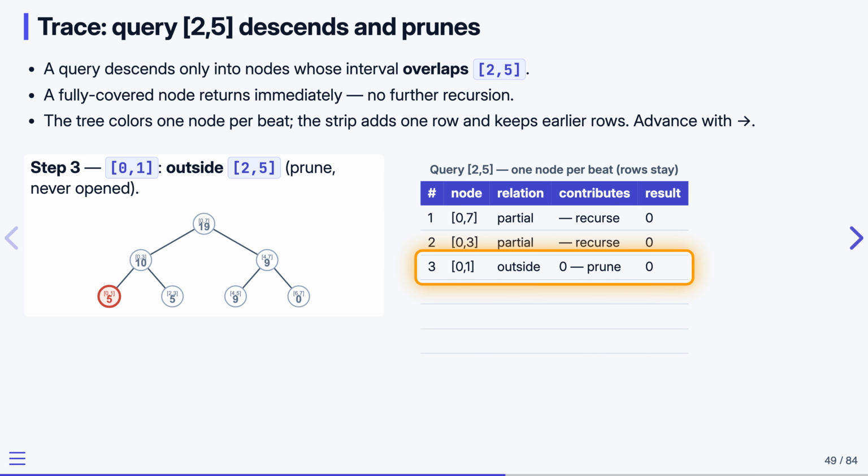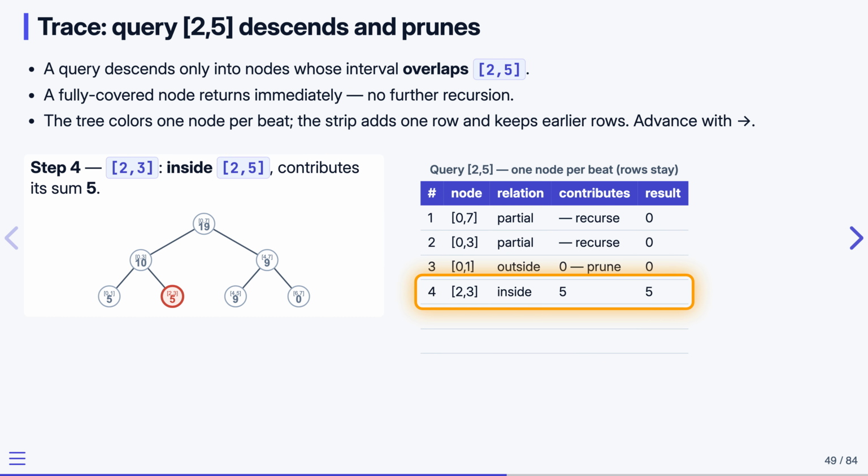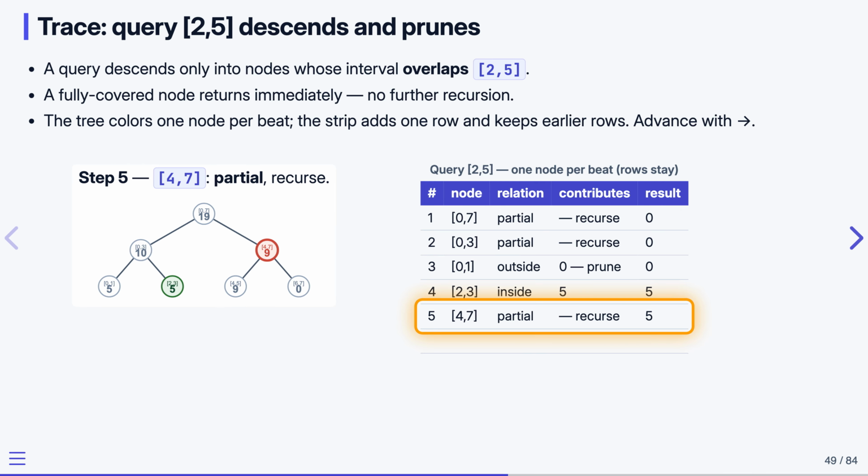Its left child covers 0 to 1. That is completely outside 2 to 5, so we prune it. We never open it and it adds nothing. Its right child covers 2 to 3. That sits fully inside 2 to 5, so it is an inside node. It hands back its stored sum, which is 5. Our running result is now 5. Back up and over to the other side.